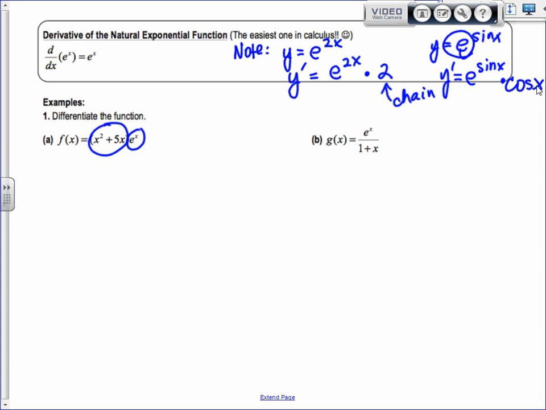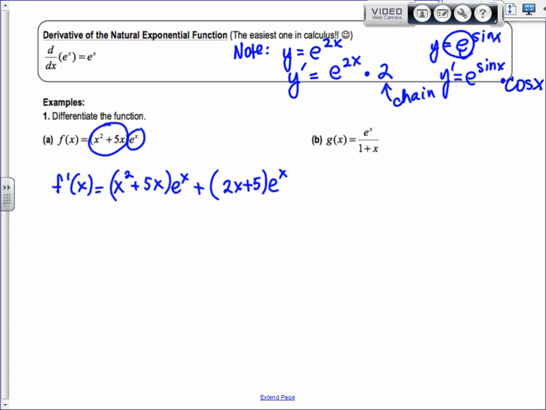All right, so here we go. I have x squared plus 5x times e to the x. So I need product rule. I'm going to have f prime of x equals first, so I keep it the same, times derivative of the second. What is the derivative of e to the x? E to the x, exactly the same, plus derivative of the first, so 2x plus 5, times the second normal, e to the x.